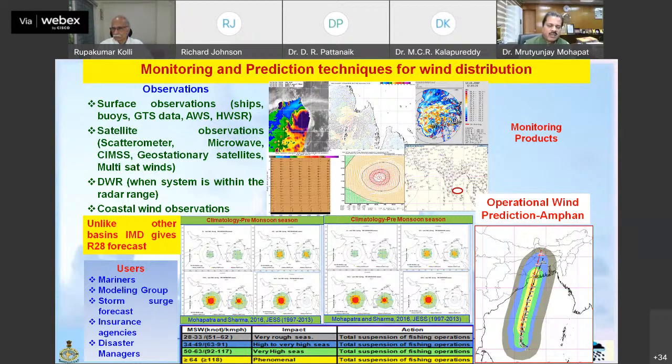All types of platforms, including satellite, radar, coastal observations, and climatology, are in hand, and we provide the forecast for 28 knots, 34 knots, 50 knots, 64 knots. I want to say that unlike other ocean basins, here we provide the wind speed forecast for more than 28 knots. It's mainly because our ocean basin is small, and also the fishermen here are comparatively poor, and therefore boats cannot sustain even winds of more than 28 knots. So this type of wind impact forecast helps the fishermen to save their property and also to save their lives.